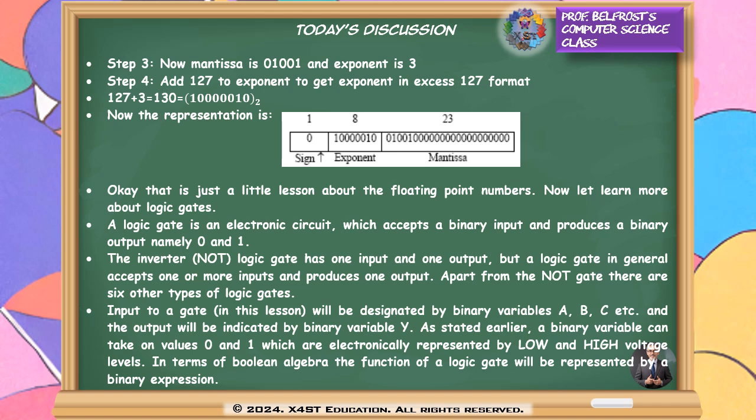Okay, so that's just a little lesson about floating point numbers. Maybe there will be another chapter that will discuss a little bit more about floating point numbers. Now let's learn more about logic gates.